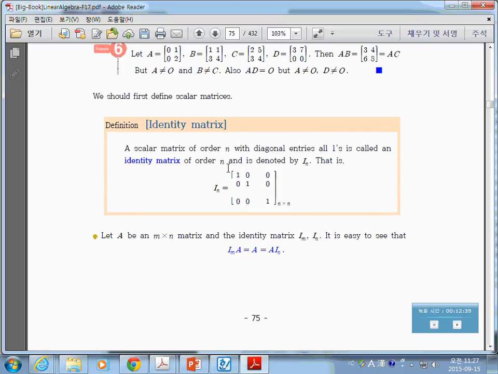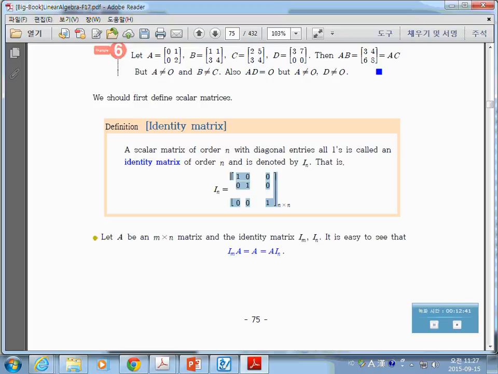Identity matrix: a matrix whose main diagonal entries are all 1 and all off-diagonal entries are 0. We call this the identity matrix. In this case, we call this an identity matrix of order n, and we denote it by I sub n.